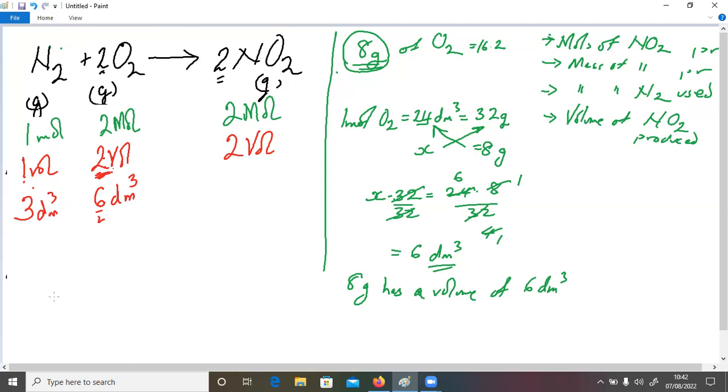Two volumes of oxygen gas produce two volumes of nitrogen dioxide, so what will I get? I'll get 6 dm cubed of nitrogen dioxide gas. Right? So what is the question asking? The moles of nitrogen dioxide produced. So if I know that, going back to the first question over there.